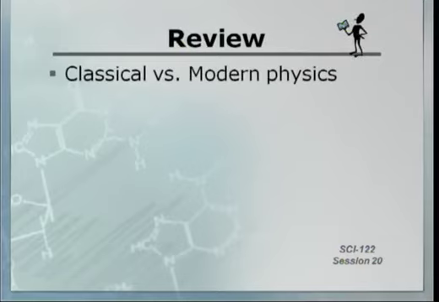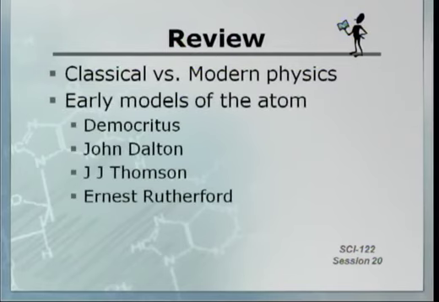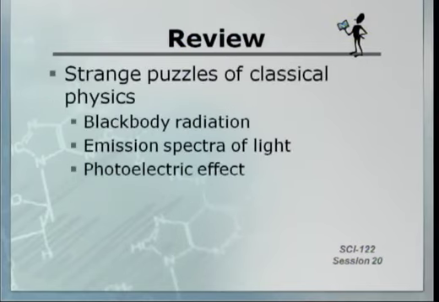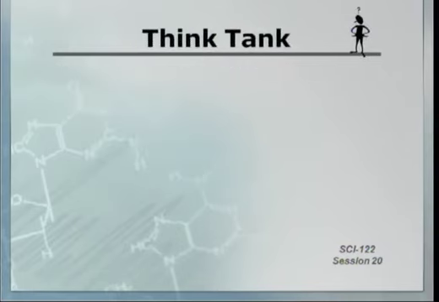And so in review, we see the following. We talked about classical versus modern physics, pre-1900 and post-1900 physics. We talked about the early models of the atom as proposed by these four pioneers. We looked at the strange puzzles of classical physics: blackbody radiation, emission spectra, and the photoelectric effect. And so for the next time, think about the following.